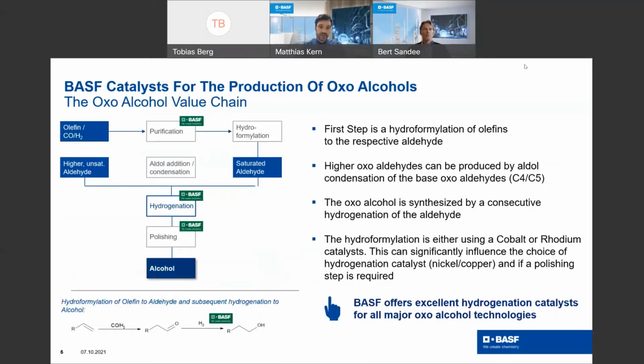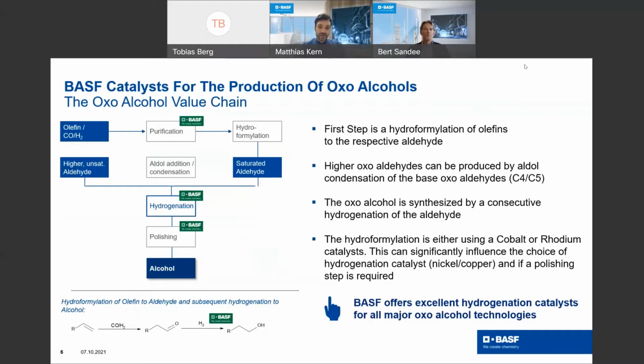The synthesis itself starts with the purification of the feedstock, and also here BASF has offerings, but those are not part of today's webinar. But if you have any questions on our purification portfolio, please reach out to us anytime. After purification, as I mentioned, the olefin is hydroformylated to the aldehyde, so the basic aldehyde C4 and C5, butanal and pentanal, which then can be synthesized to the higher oxo alcohols by aldol addition. And the final step in the process chain is then the hydrogenation of the aldehyde to the respective alcohol.